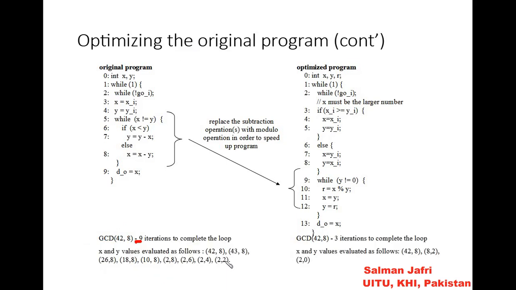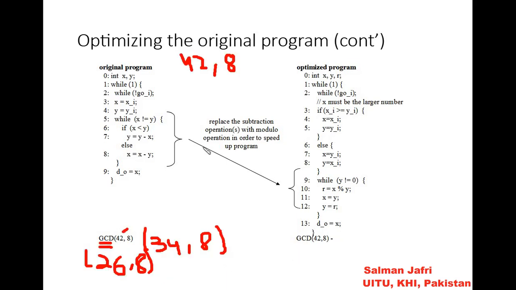Now after having discussed that, let's move to the right hand algorithm. So this is basically an optimized program that we are having. So let's run it with the same values, 42 comma 8. Is x underscore i greater than or equal to y underscore i? Yes, x is greater than y. So we assign xi to x and yi to y. The first iteration is 42 comma 8.